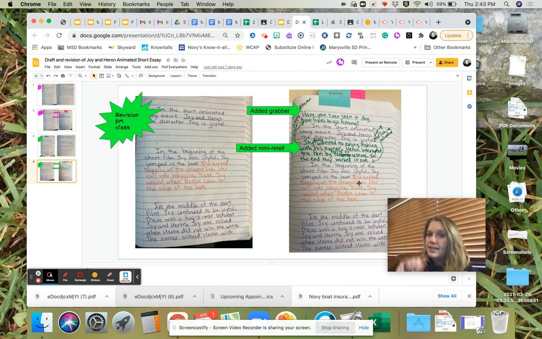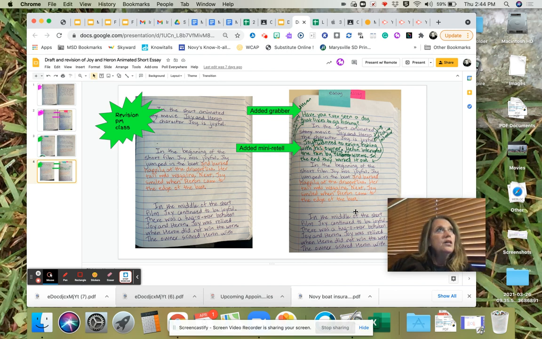Let's see if we can add a sentence in this next paragraph. In the beginning of the short film, Joy was joyful. Joy jumped in the boat and barked happily at the dragonflies. Her tail was wagging. Next, Joy smiled when Heron came to the edge of the boat. So then, as a writer, I want to ask myself, is there one sentence I can add so that this will make even more sense to the reader?